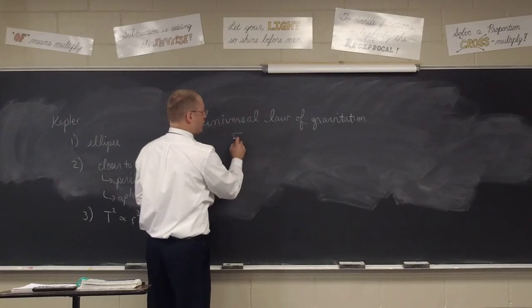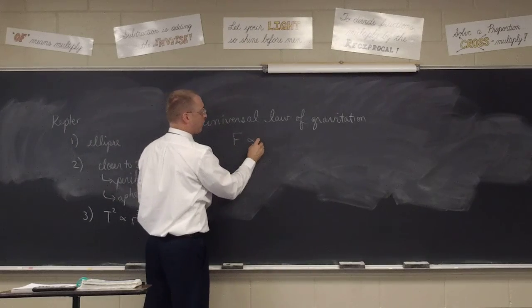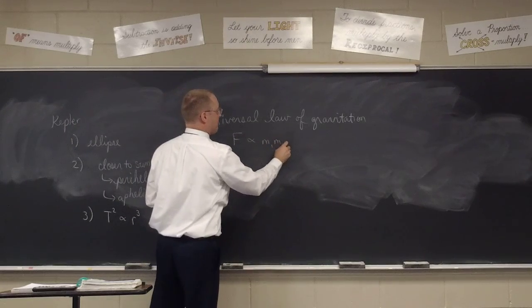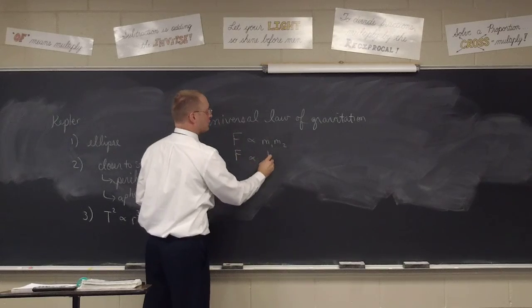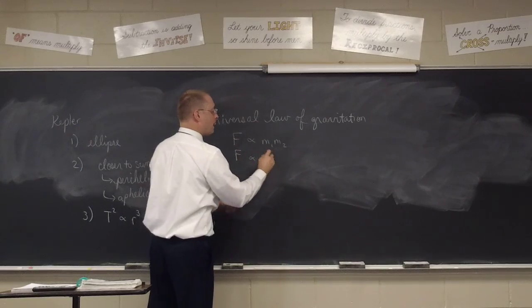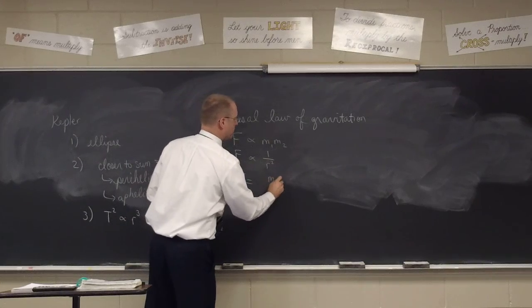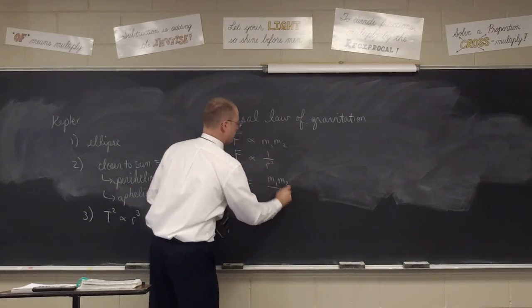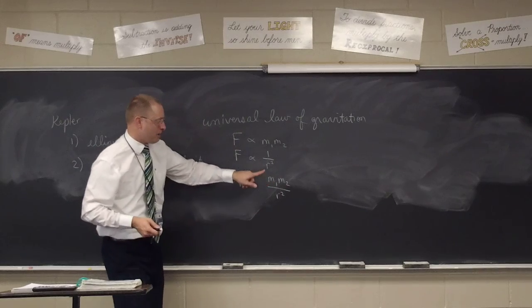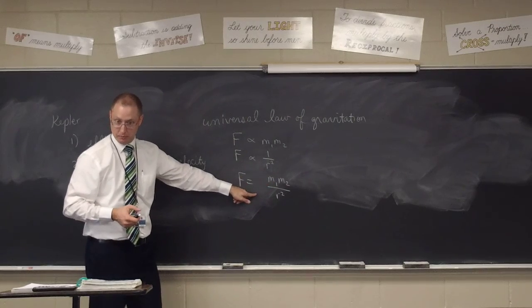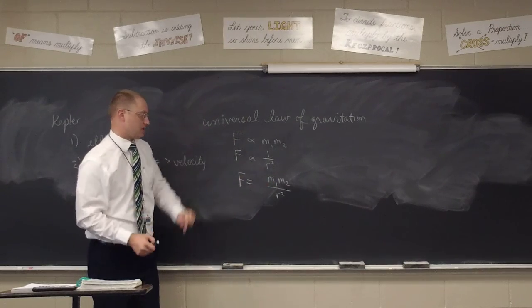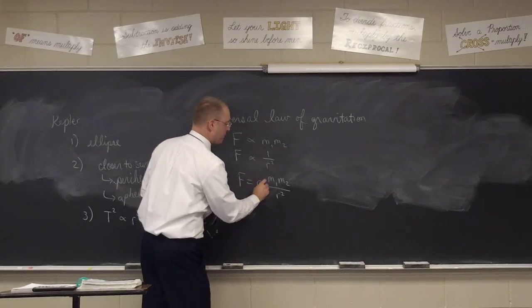So if we say that the gravitational force, don't write this down, is proportional to the product of the two masses, and inversely proportional to the square of the distance between them, then we can say it's equal to the product of the masses divided by the square of the distance between them, times some constant value. What is that constant value? Well, we represent it with a capital G.